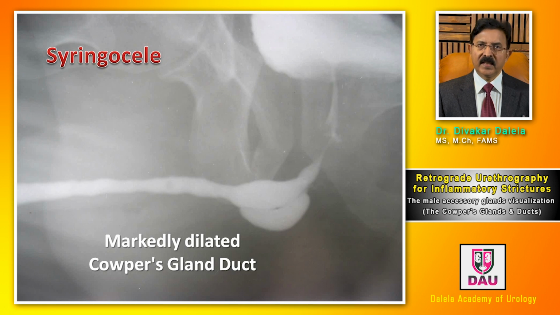This is another case of syringocele, same thing. These patients usually present with post void dribble and some degree of urethral infection because of infection in this duct.